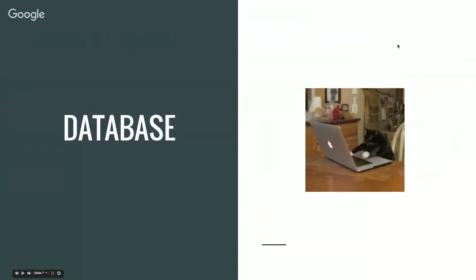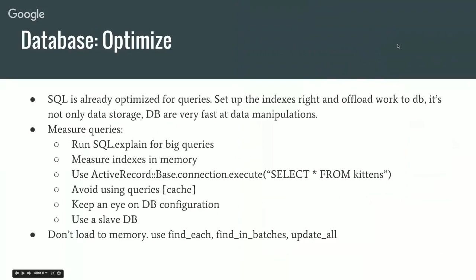Database is one of the key things in our apps. Basically, SQL is already optimized for queries. If you set indexes right, it's pretty fast. But you need to be careful with indexes because indexes eat memory, right? Sometimes the database requests are too long. For example, instead of saying kitten.select where kitten ID is 5 or kitten ID is 6 or kitten ID is 7, you could use IN, which Rails uses now by default.